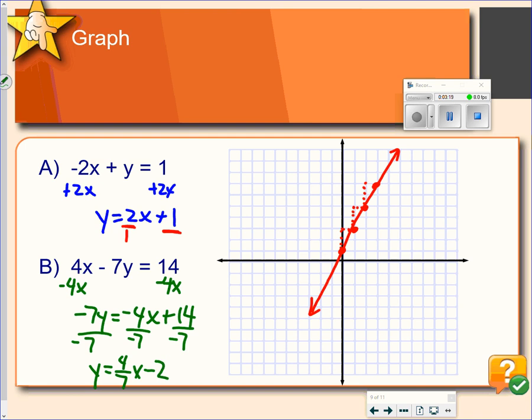So we graph it by putting the y-intercept on first. So negative 2 goes on the y-axis. Then we use the slope of 4/7, and we're going to go up 4 over 7, right there. And we can go the other direction if we want to, down 4 over 7 to get an additional point, and then we can draw the line. And that is graphing lines from slope-intercept form.